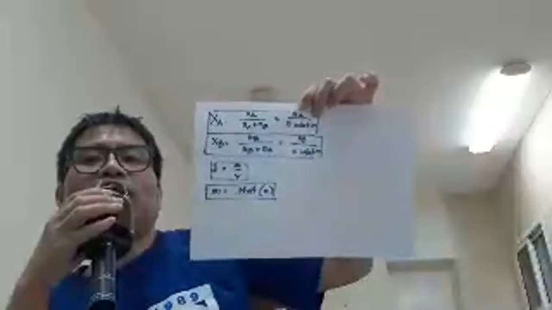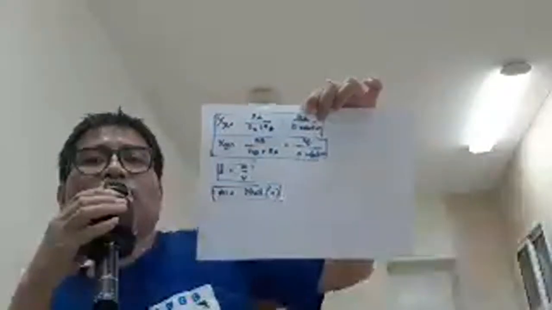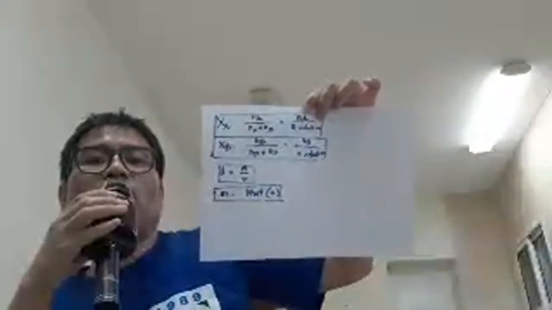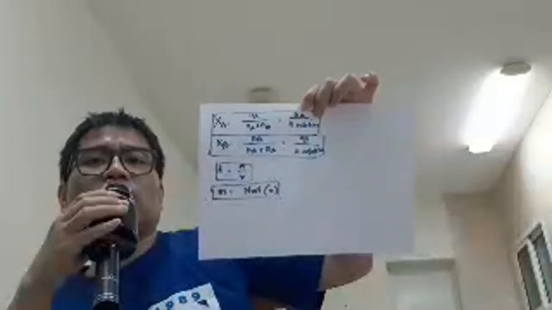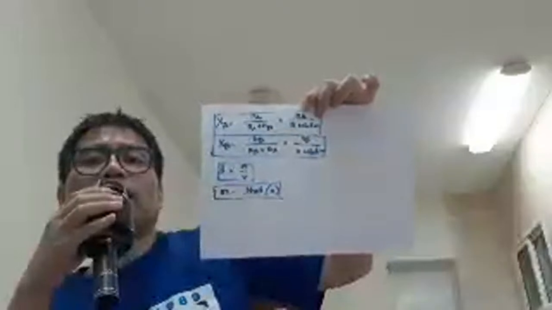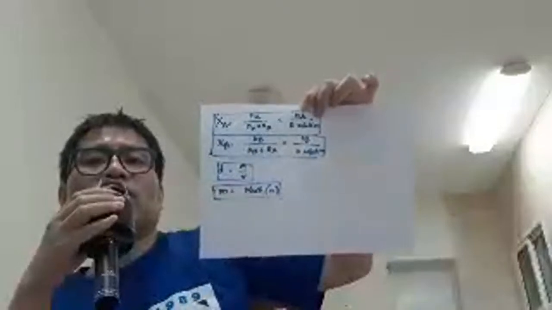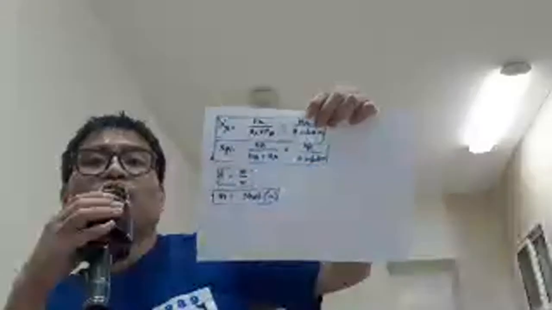Small letter n is the symbol for the number of moles. All throughout this discussion of stoichiometric relationships in chemical calculations, small letter n is always the number of moles, and X is always the mole fraction. So density is equal to mass over volume.